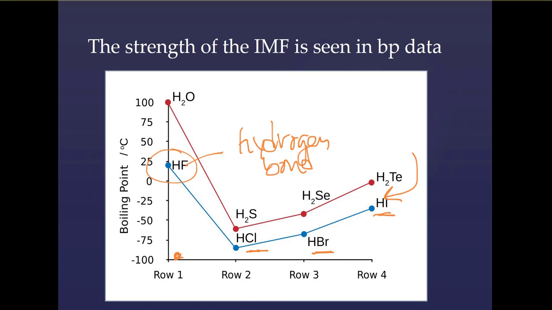Now look at the trend for the hydrogen chloride, the hydrogen bromide, hydrogen iodide. What's going on there? They're all polar, but how come hydrogen iodide has a higher boiling point than hydrogen chloride? It is because hydrogen iodide is a larger atom, and so it has a greater polarizability. And because of that, those electrons can shift over and we have greater dispersion forces.